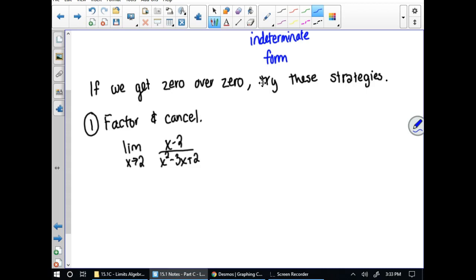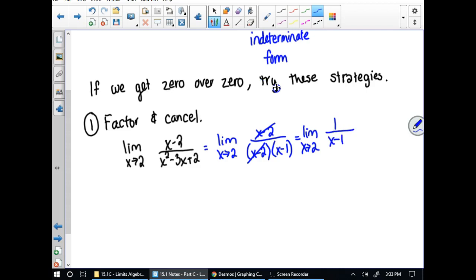So the first thing we want to try, if it's a problem that looks like this, is we want to try to factor. So the numerator, of course, won't factor. So you just have x minus 2. But the denominator, we can factor it into x minus 2 times x minus 1. Well, the x minus 2's here can cancel. So that gives us the limit as x approaches 2 of 1 over x minus 1. And now that we have canceled, direct substitution will work.